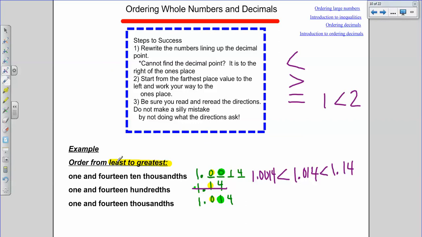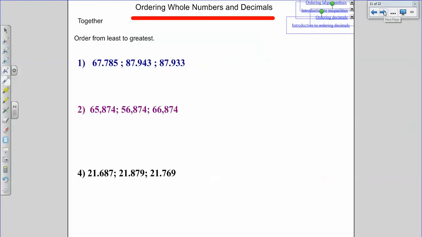Okay, and I ordered it from least to greatest, so that's what my signs are telling me, that 1 and 14 10,000ths is less than 1 and 14 thousandths is less than 1 and 14 hundredths. Okay, so we're going to do a couple of these together, and then you're going to try some by yourself.